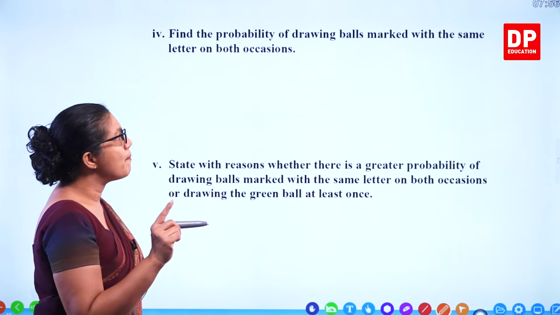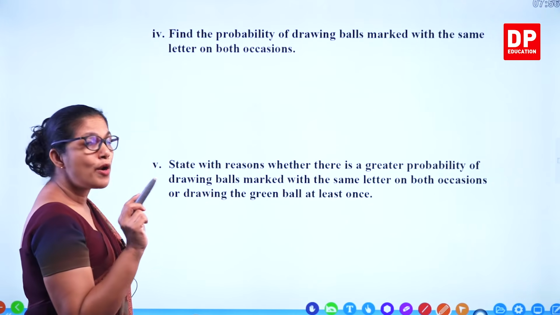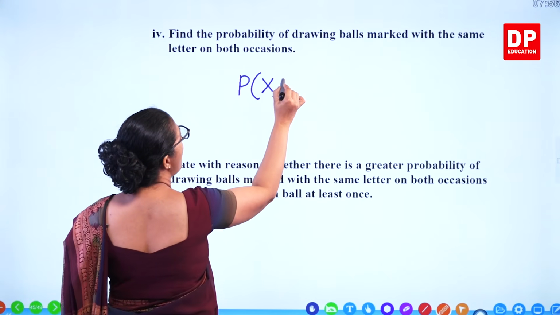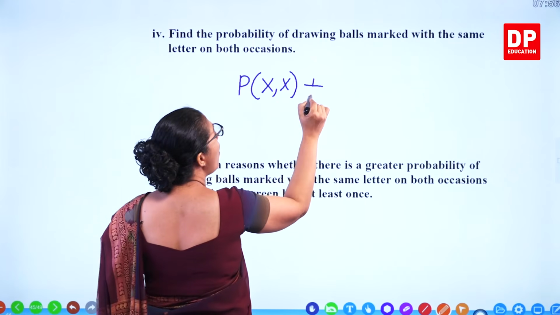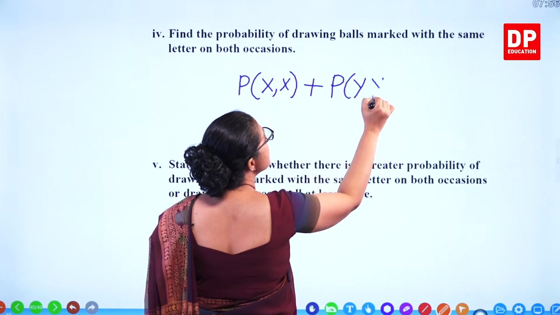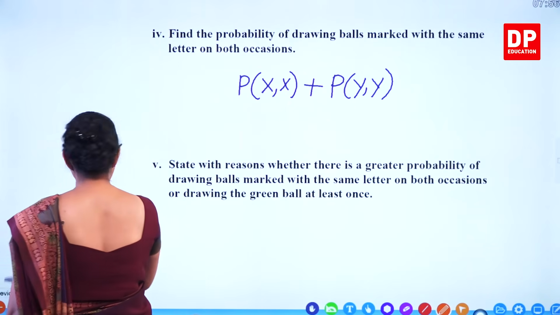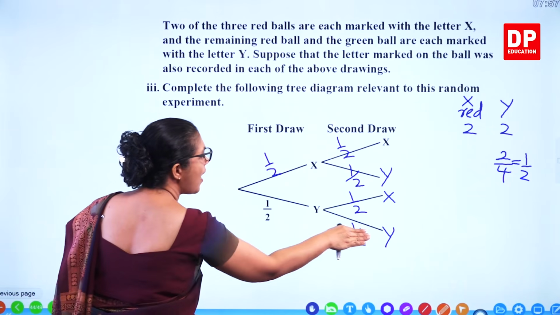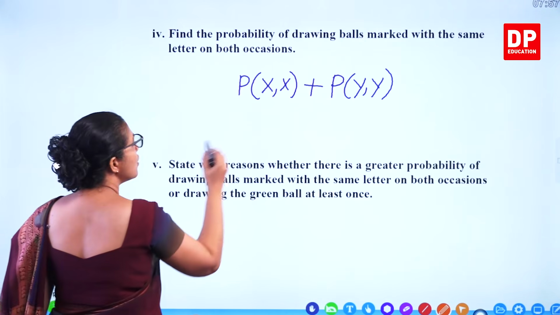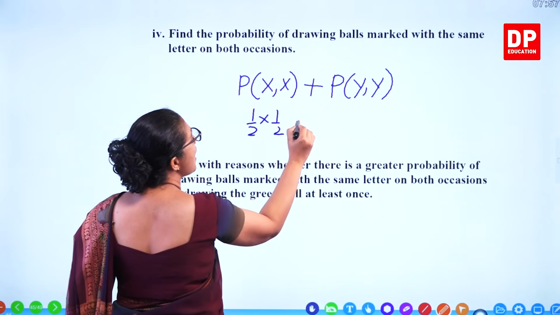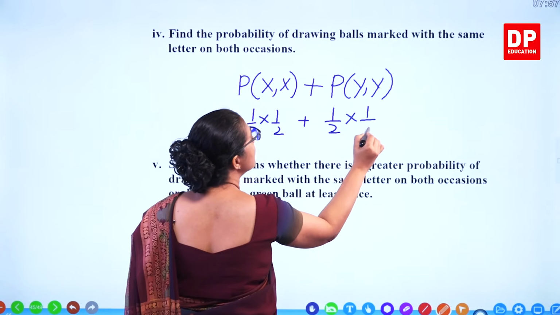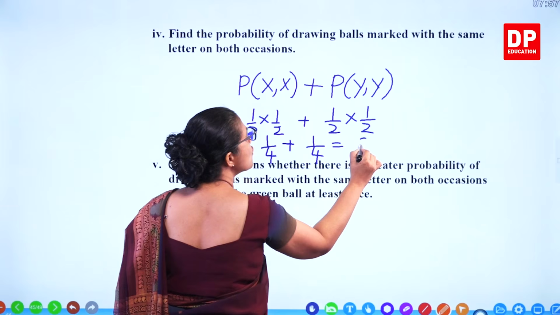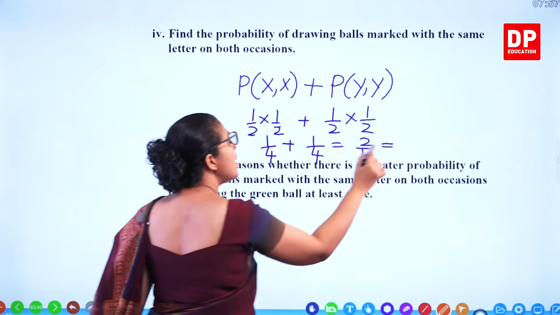Find the probability of drawing balls marked with the same letter on both occasions. So you can get X or X, that same letter, or Y twice, Y or Y. So now how you find out X and X? That's this branch, half into half. What's getting Y and Y? Half into half. So half into half plus half into half. So you get 1/4 plus 1/4, that becomes 2/4, or when you simplify, you get half.